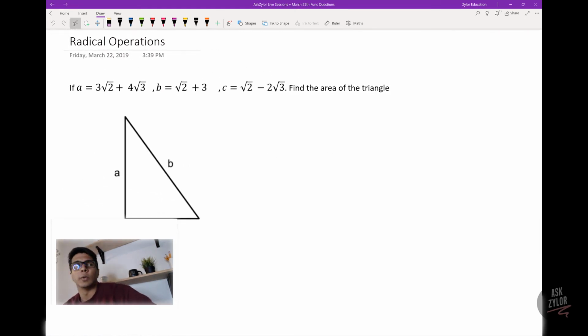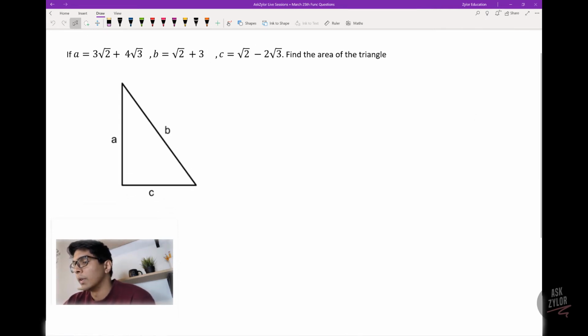So we're still sticking with the quadratics unit. We found some review of some factoring. We went through and found the vertex of some quadratic equations. We found the inverse of quadratic equations as well. And now we're getting into some radical operations. So our question's giving us a triangle ABC, and we're asked to find the area of the triangle.